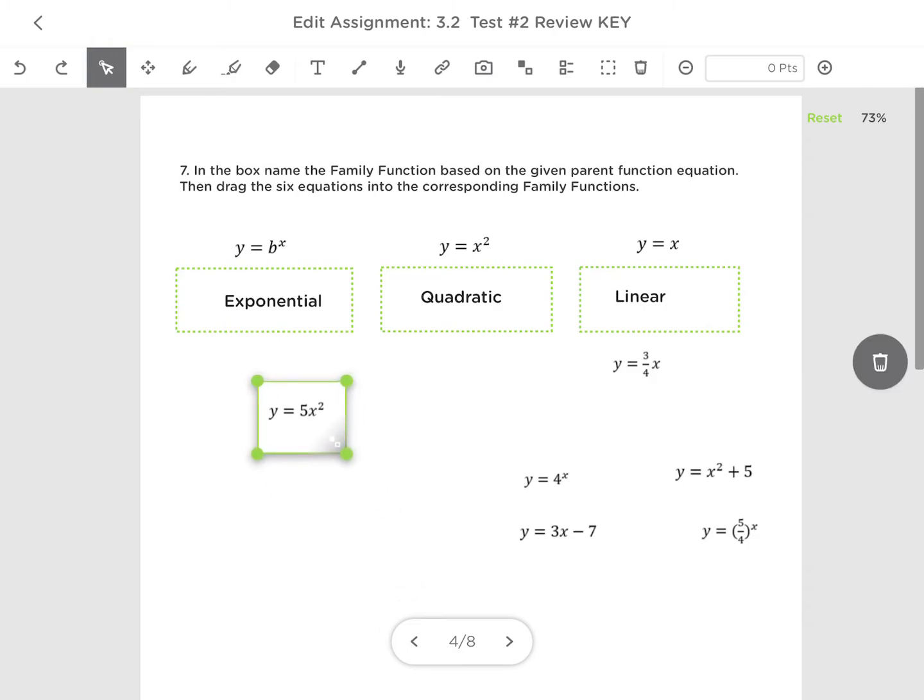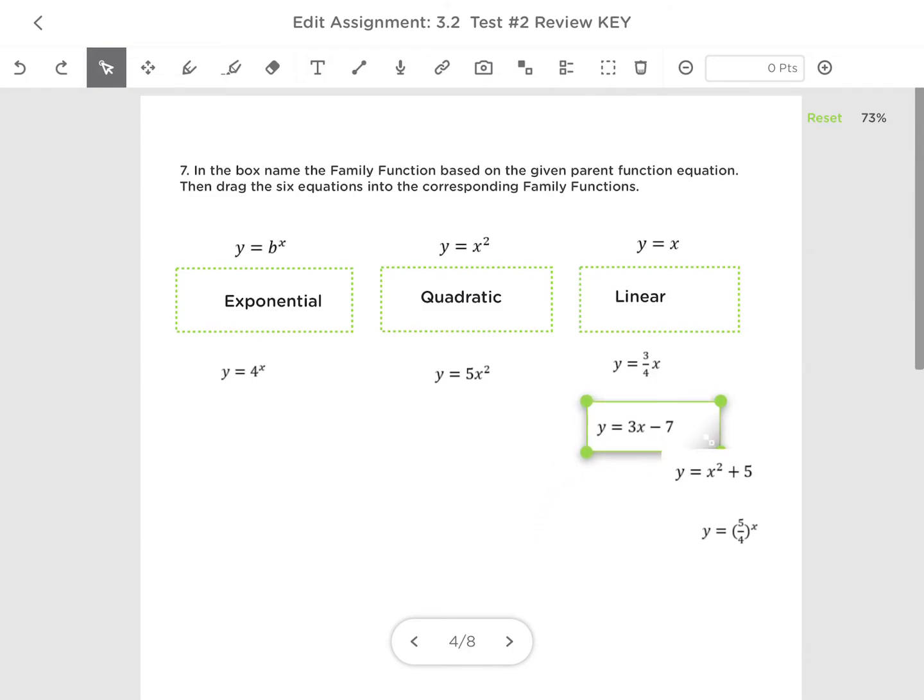Okay, y equals 5x squared. It's a quadratic function. Y equals 4 to the x. X is in the exponent. That's exponential. Y equals 3x minus 7. Exponent of 1. That goes under linear.